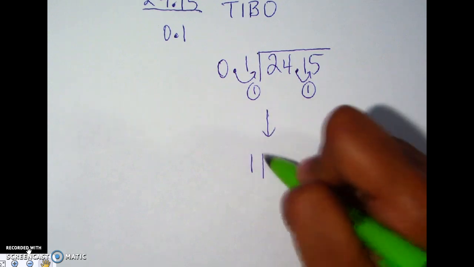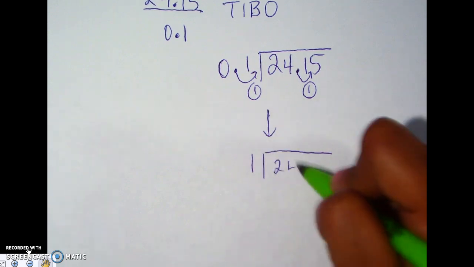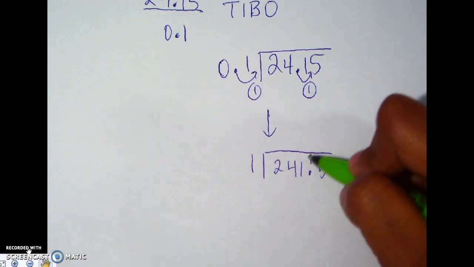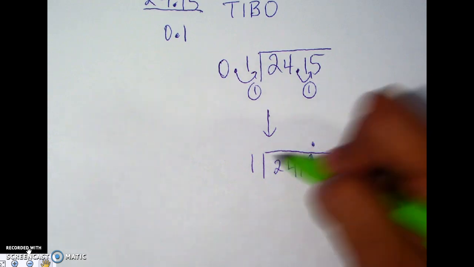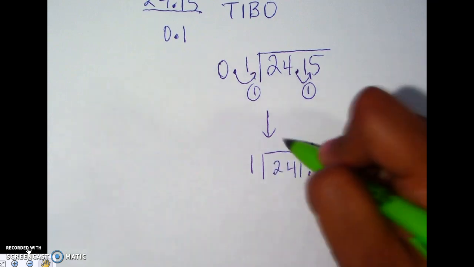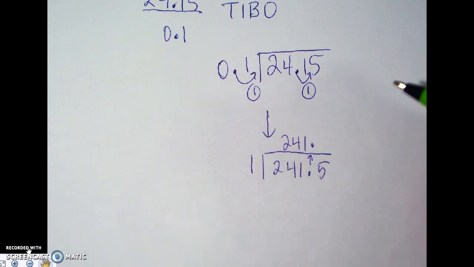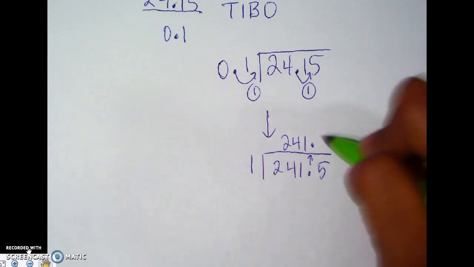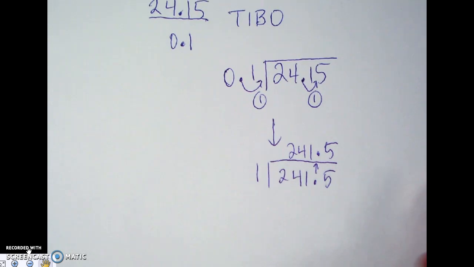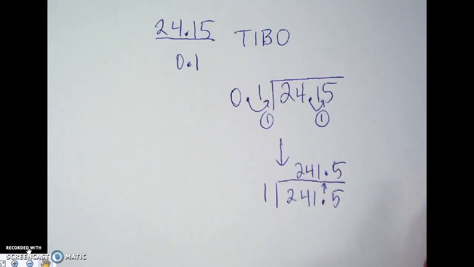So we get 1 dividing into 241.5, bring the decimal up. And of course, 1 goes in there, 241, right? We'd multiply, then subtract, bring down the 5. That's the answer. One's pretty easy, especially with those point zeros and ones.